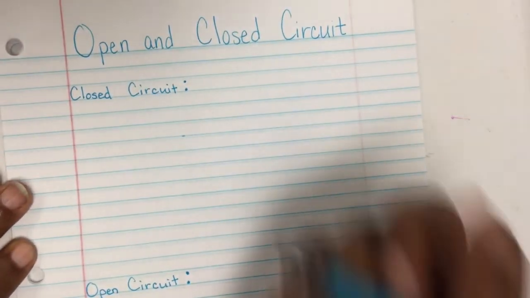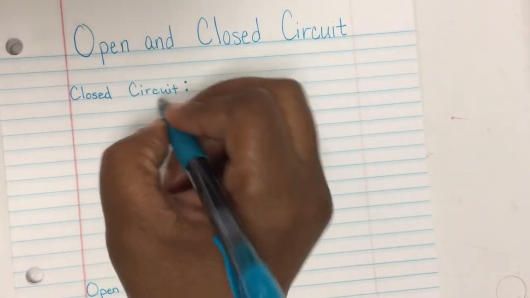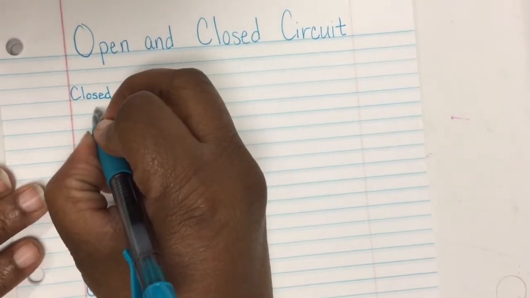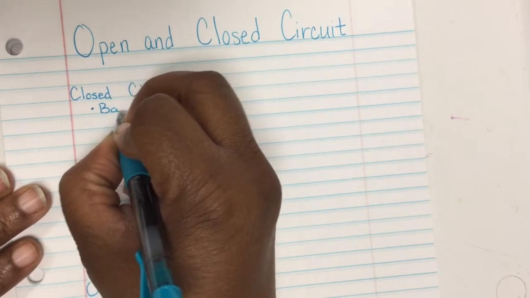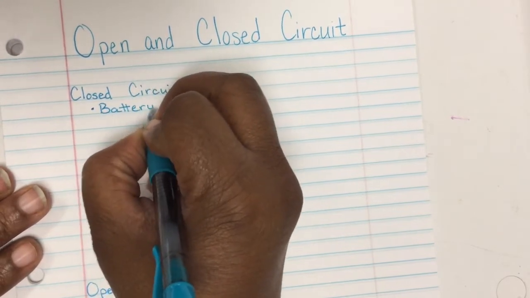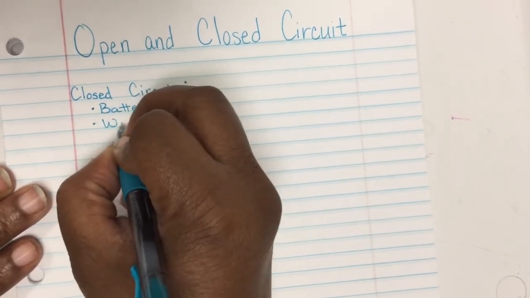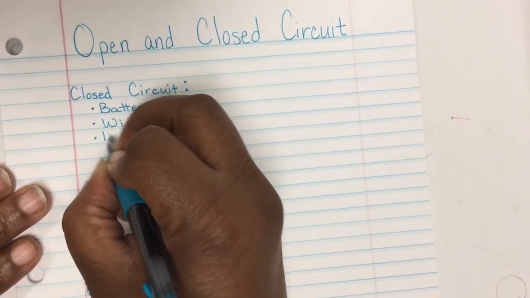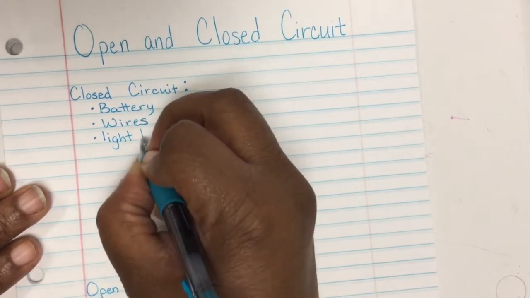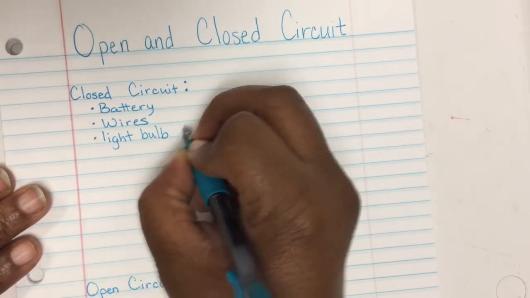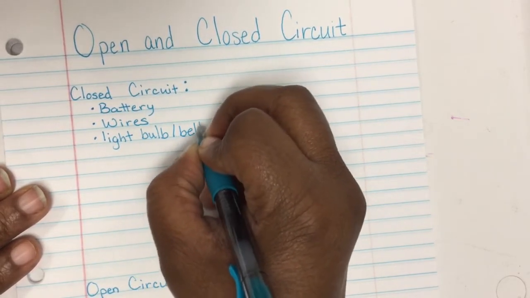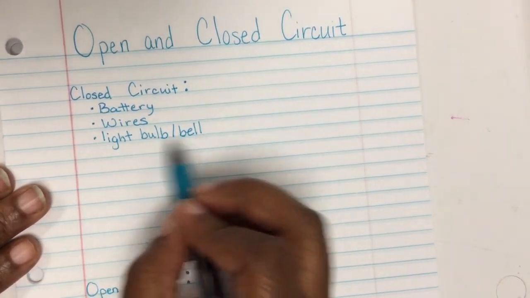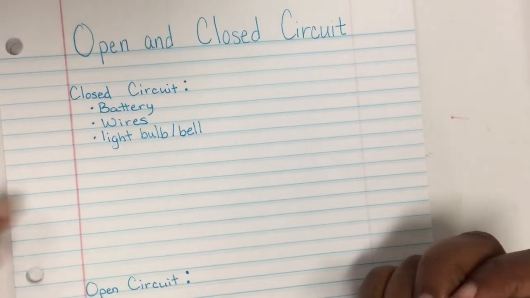For a closed circuit, you're going to need at least 3 things. A battery, wires, and a light bulb or a bell. Really, you can replace this with anything that is powered by electricity.